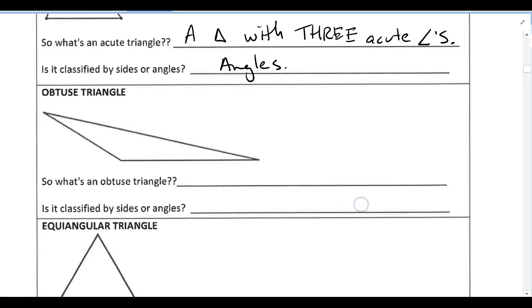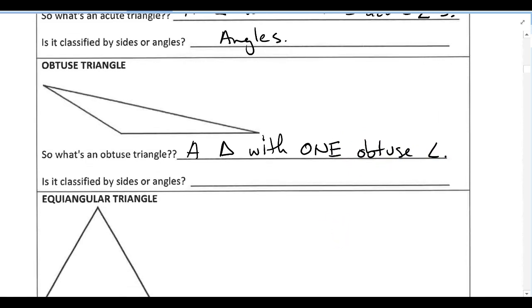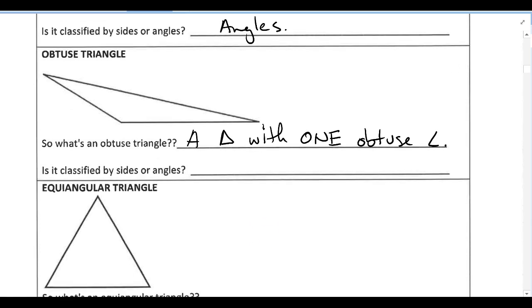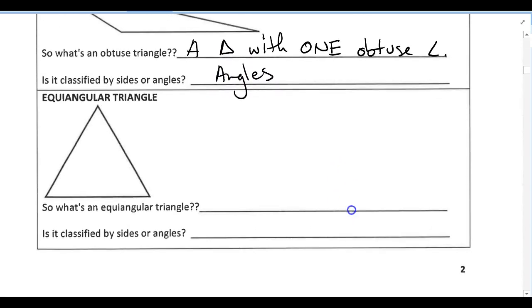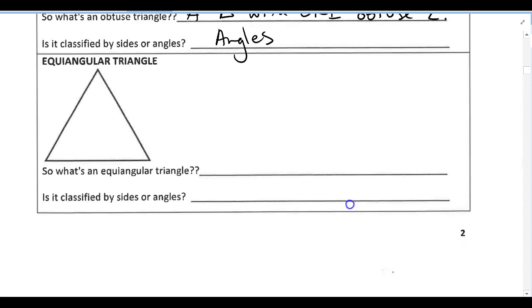An obtuse triangle, a triangle with one obtuse angle. And start thinking about why a triangle cannot have more than one obtuse angle. We're going to explore that a little bit more in the very near future. Again, we are classifying by angles.